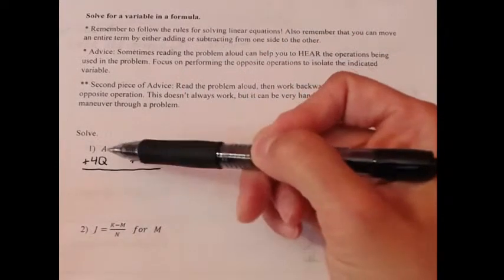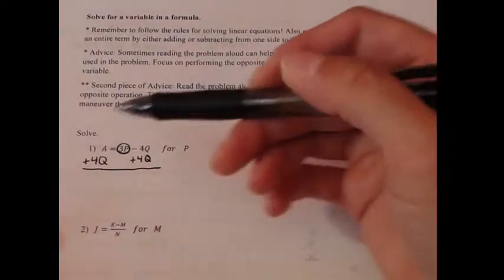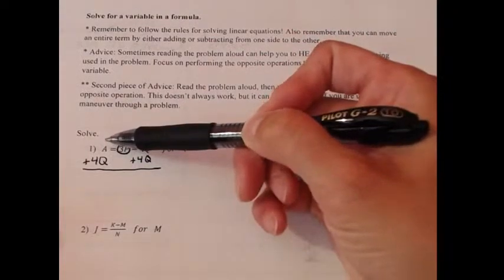Now, these are definitely not like terms. Recall that like terms have to have the same variable to the same power. Well, one's an A and the other term's a 4Q. That's okay. So what I'm going to do is essentially write exactly what I see.